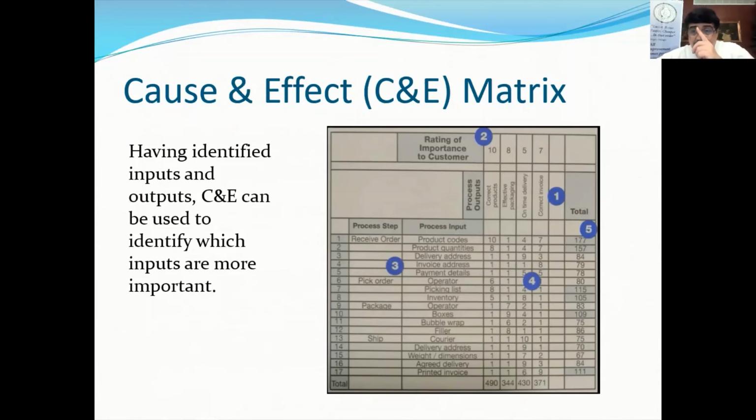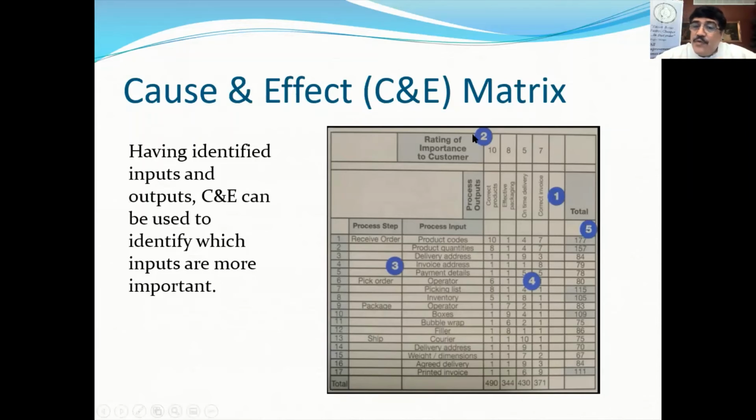And the way to do a cause and effect matrix is you start with number one, and this is your process output. What do you want your output to produce? For example, you want a correct product, you want effective packaging, you want on-time delivery, and you want a correct invoice. And all of this comes from where? It comes from the critical to quality tree that we covered. So this is what our customer wants.